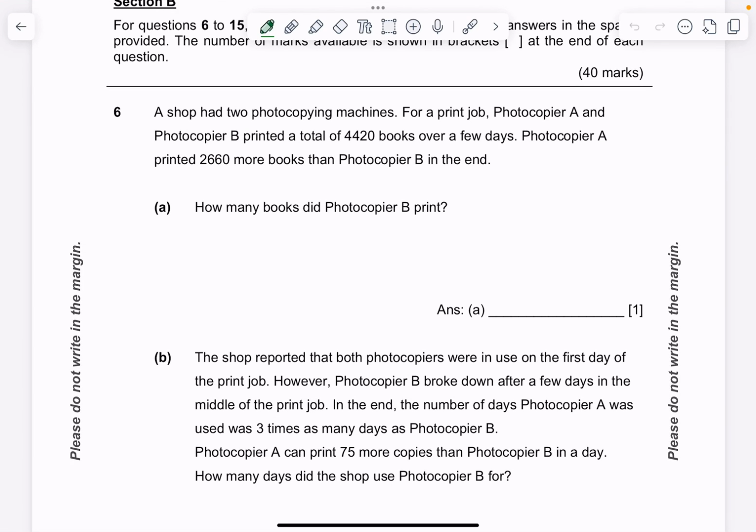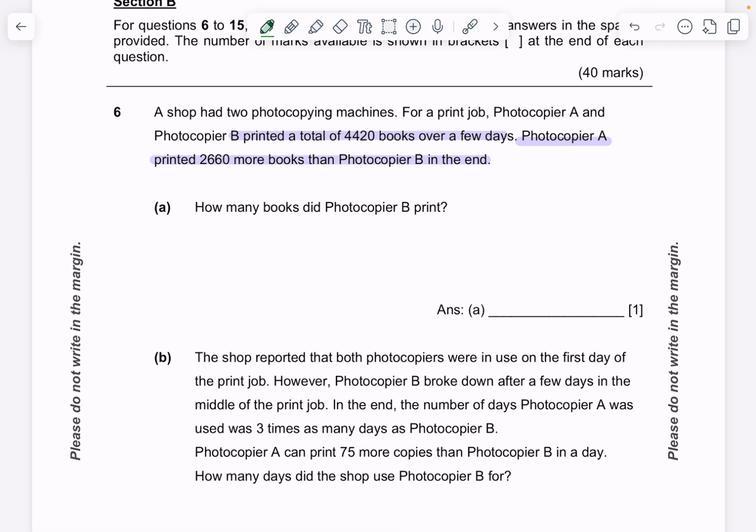Okay, this is for practice set A, paper 2, question 6. So the question speaks of two photocopying machines, and for a print job, photocopier A and B printed a total of 4,420 books over a few days, right? And we also know A will print more books than photocopier B, and A will print 2,660 books more than B.